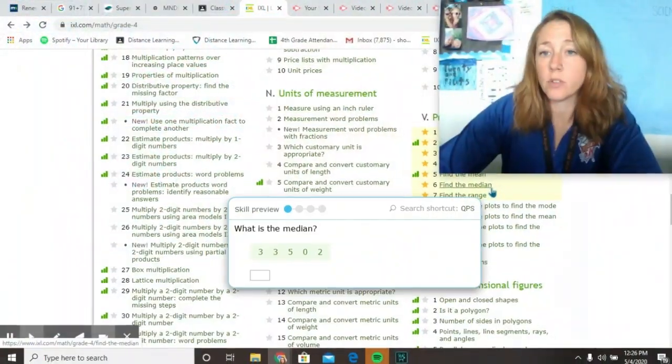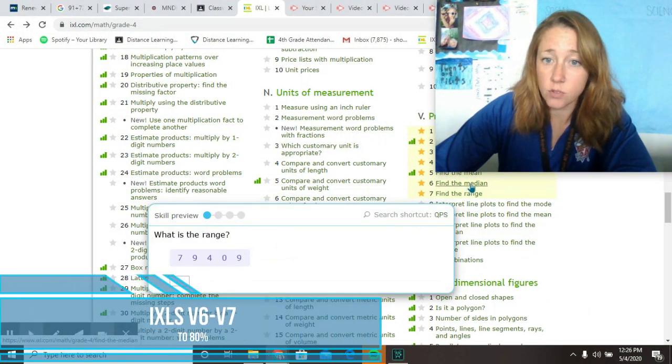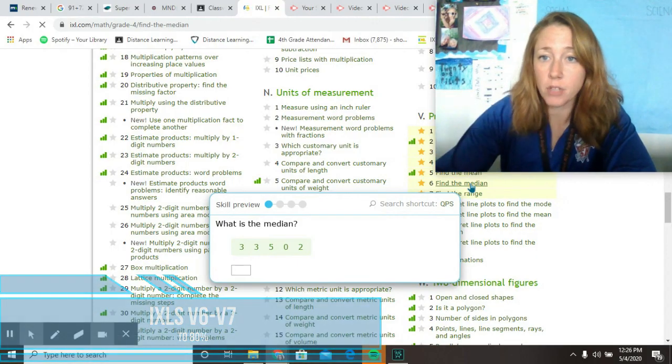And let's get started on our IXLs, and I'll show you exactly what to do. So today we're working on V6 and V7. So the first one is find the median. So that middle number, the median one.